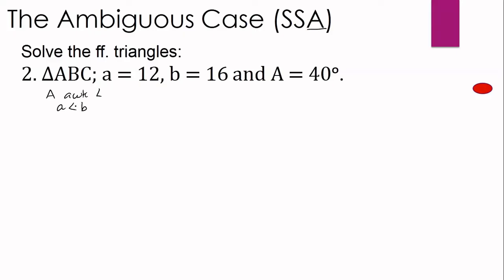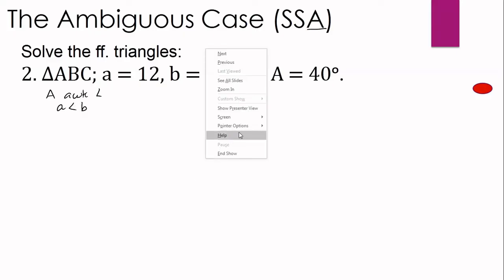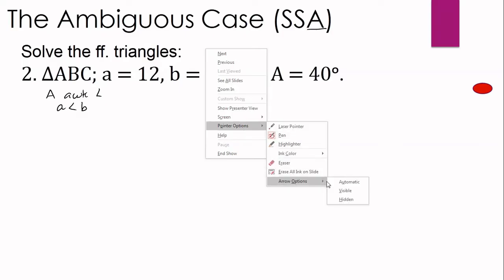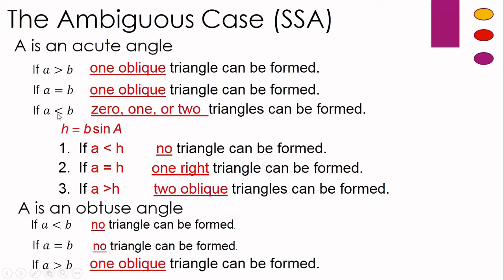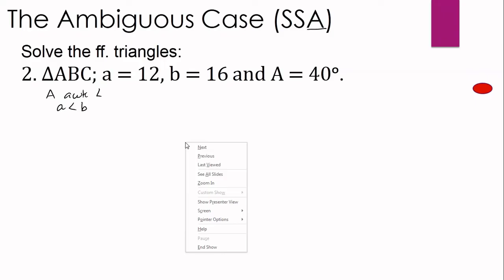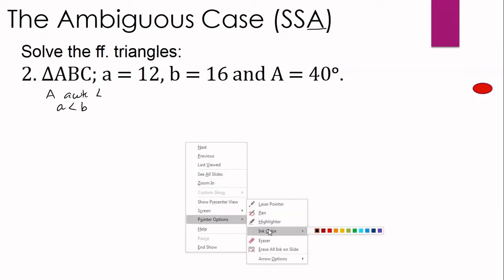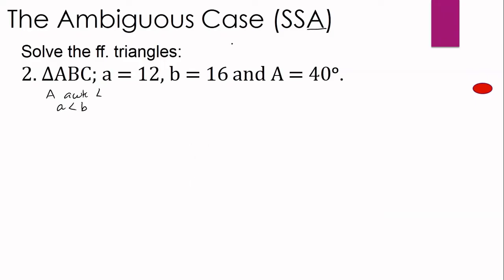Kung titignan natin yung ating conclusion kanina, what will happen? Our a is less than b. So if a is less than b, again, there are three possibilities. It could be 0, 1, or 2. For us to determine kung 0, 1, or 2, we need to get the height using the equation b sin A. So balik tayo dito, kunin natin ang height using b sin A.